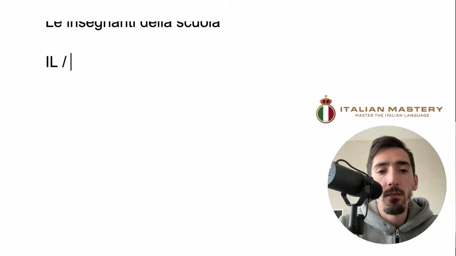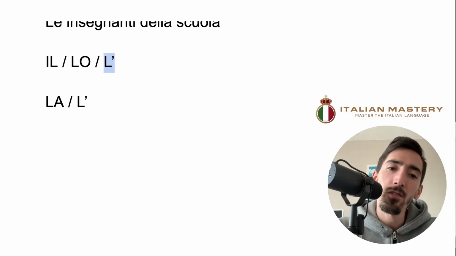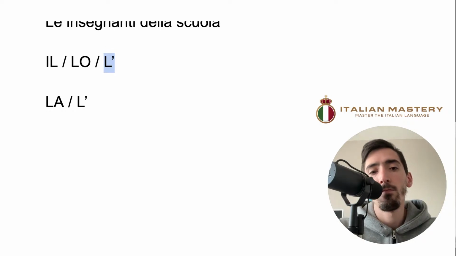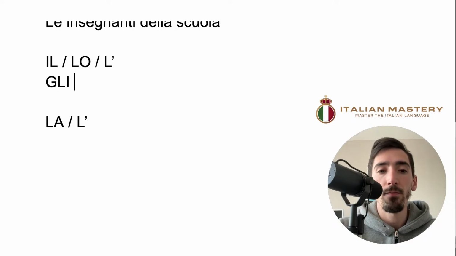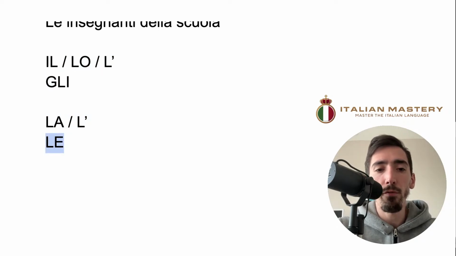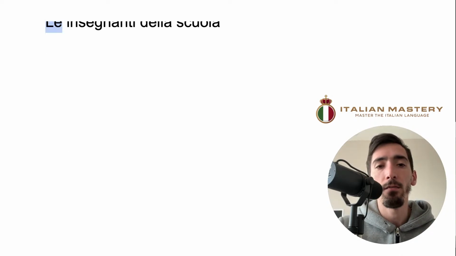Definite articles are very simple. There is il, lo, and then this. And then we have la, and this. Oh no, actually, I don't think we have this. Yes, we do. Okay, la. And then we have the plural forms. Gli. And le. And I'm sure I'm forgetting something. But that's all there is, right? So the plural form for the feminine is le. End of story.